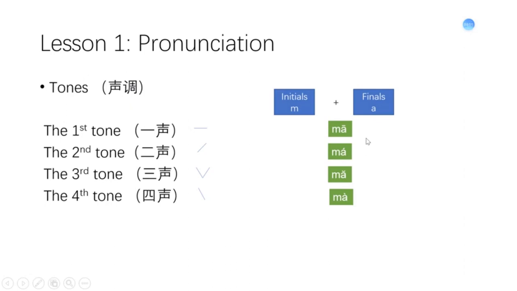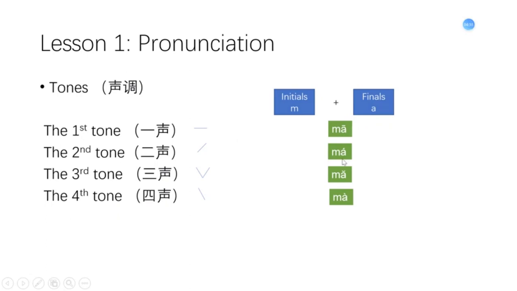And the tones are very important to the Chinese language. One reason is that syllables with different tones can have different meanings. Okay, so this is why tones are so important in Chinese. For example, this ma, ma, ma, ma. The initials and the finals are all the same, right? All 4 syllables have the same initials and finals. The only difference between them is the tones, right?